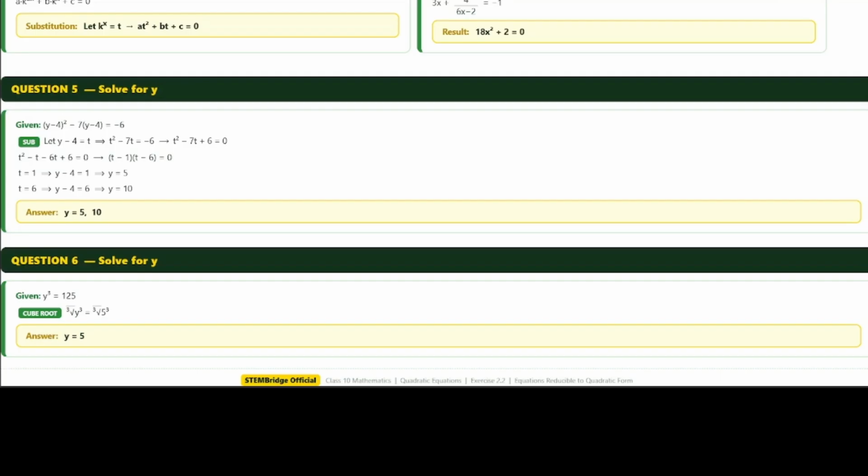You can see the cube. If you take the cube root on both sides of the equation, the cube will be cancelled on y, and the cube root of 125 is simply 5. So that means that the value of y is 5.